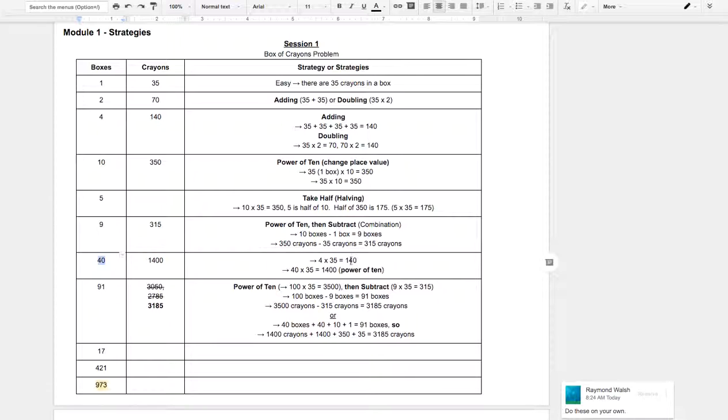Now 40 boxes. We did 4, so you could do the doubling strategy and then do power of 10. I know that 4 times 35 was 140, and then I can do power of 10. So 4 times 10 is 40. So 140 times 10 would be, I add a 0, changes the place value, 1,400.